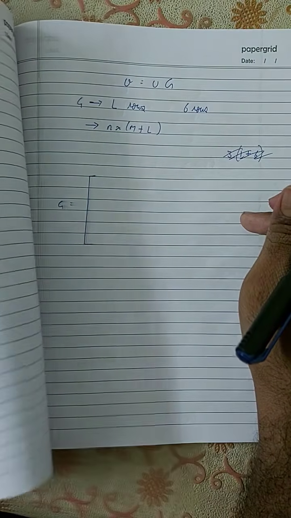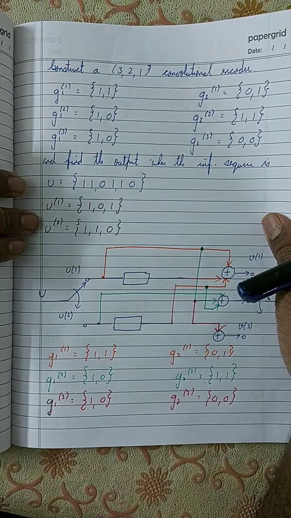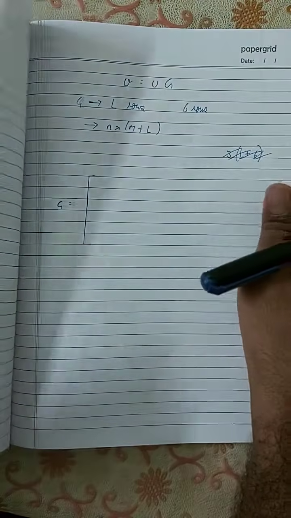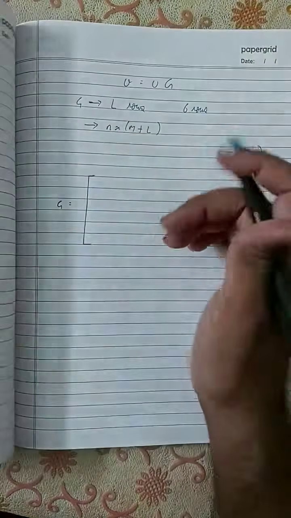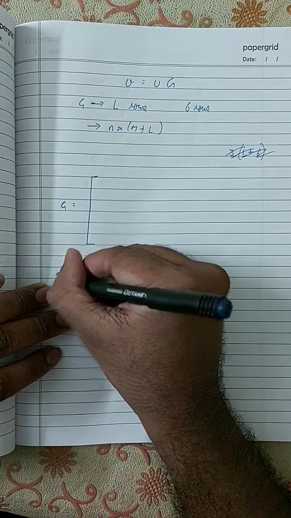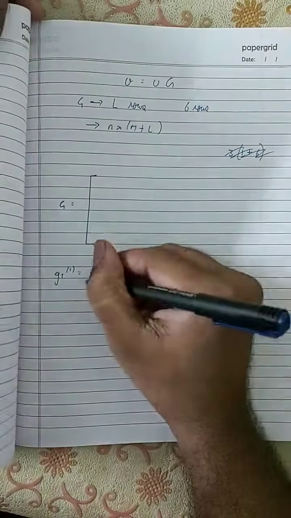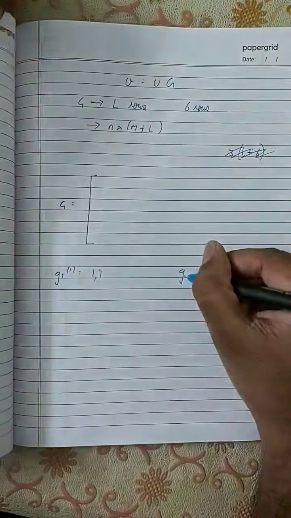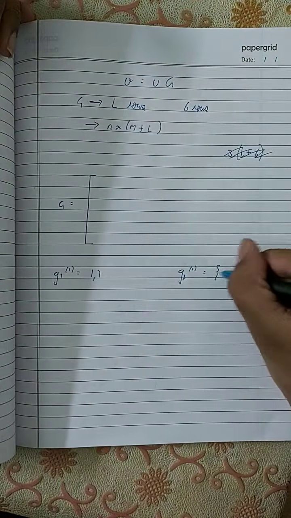How to represent the first row? The first row is over here. Let me write that first. G1 of 1 is equal to 1 1. G2 of 1 is equal to 0 1.